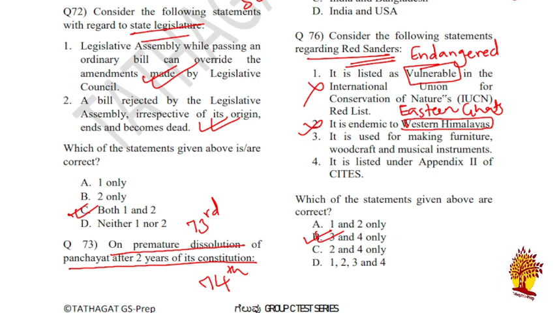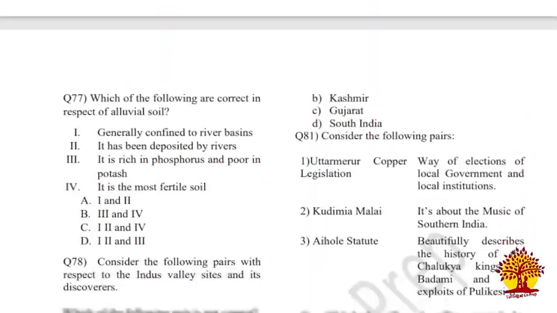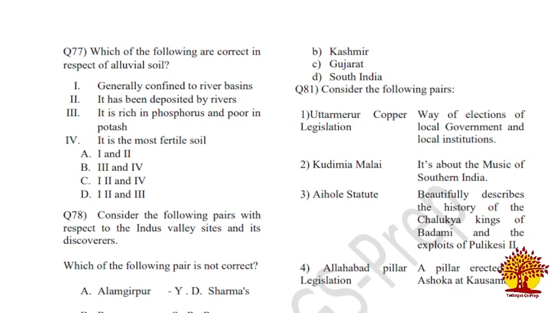Then it is listed under Appendix 2 of the CITES. Appendix 2 of the CITES is the right answer. 3 and 4, option B is the correct one for the 76th question. 77th, which of the following is correct with respect to alluvial soil?